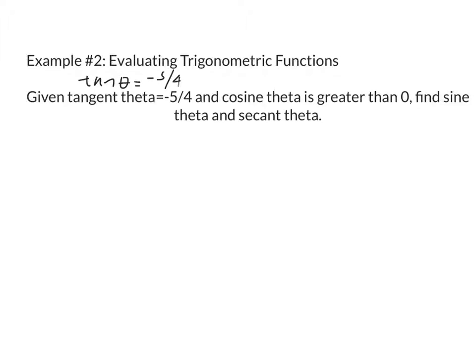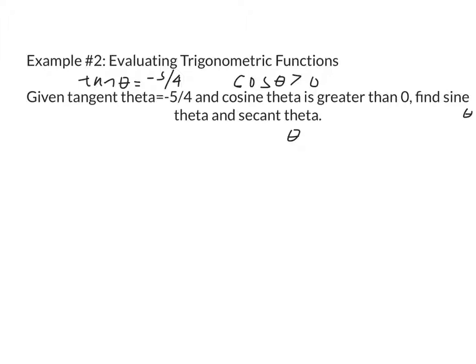That's actually how you would see it. And then it says, and then cosine theta is greater than 0. Find sine theta and secant theta. All right, so I just wanted you to be able to see it in the way that you would actually see it in a textbook.